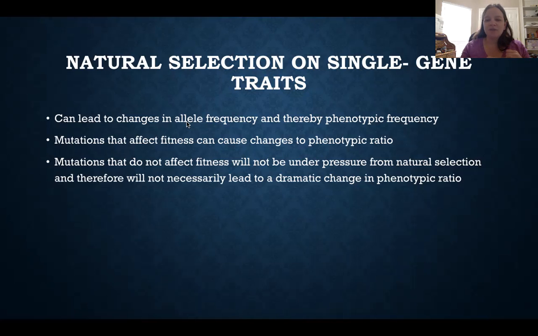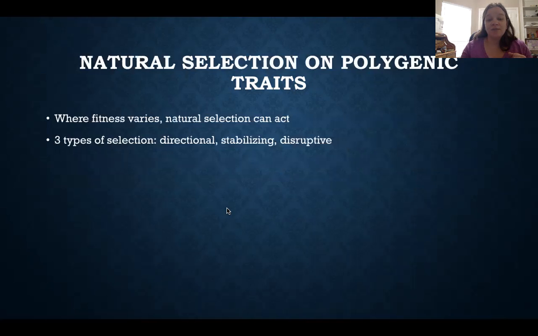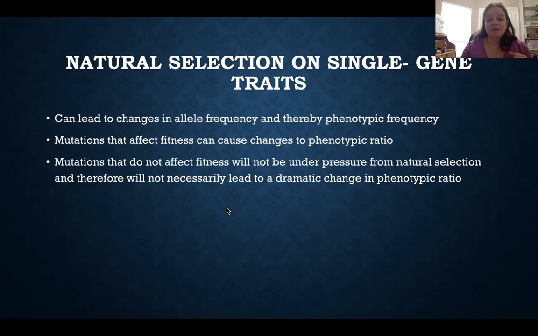So this could be caused by a mutation. A mutation that might affect the fitness of one individual over another could change the phenotypic ratio. But then again, mutations might not affect fitness, so they wouldn't be affected by natural selection. If it doesn't affect the fitness of the individuals, it's not going to have any dramatic effect on the phenotype ratio. So that's a single gene trait.